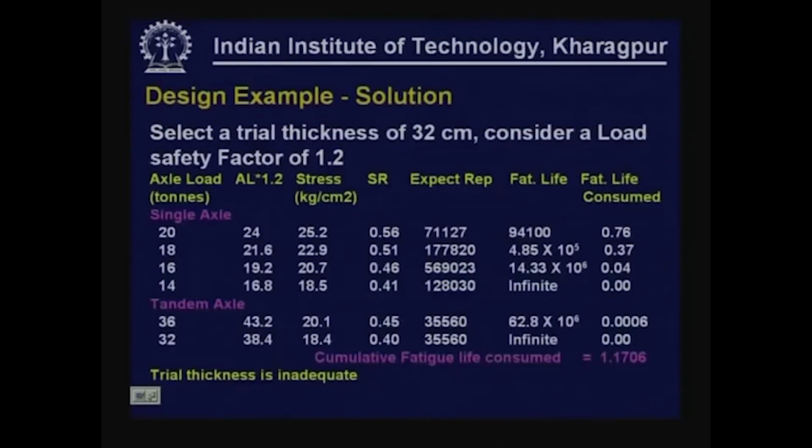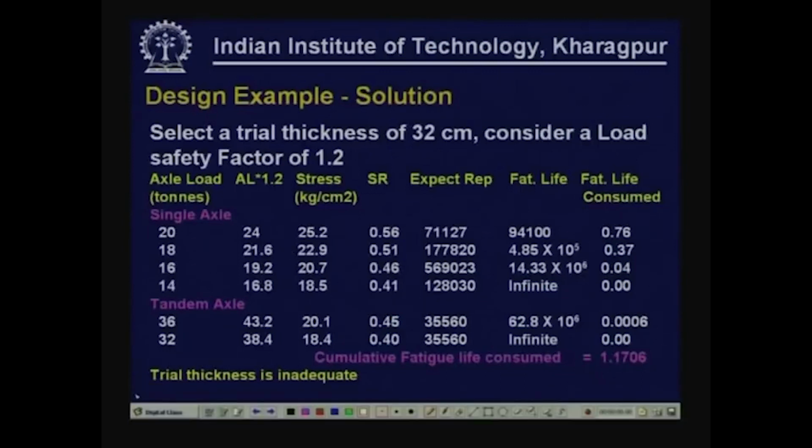We have selected a trial thickness of 32 centimeters and we have considered load safety factor of 1.2. So, the axle load is given here, axle load multiplied by load safety factor of 1.2 is also given. The corresponding stress as read from the chart is given. The corresponding stress ratio, stress divided by modulus of rupture, is given. So, for this, the expected repetitions as shown in the previous slide is given.